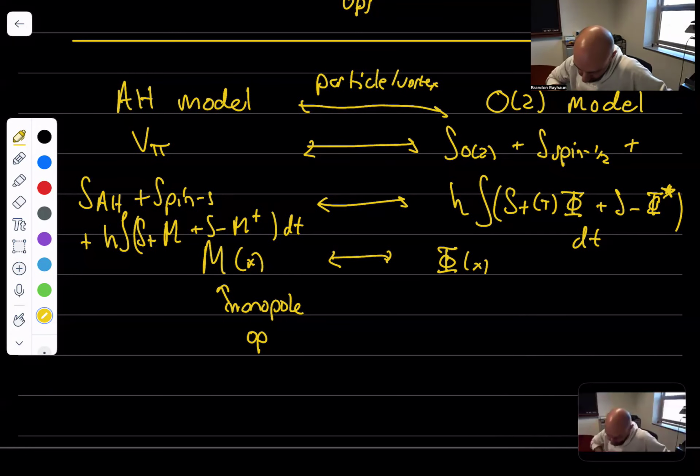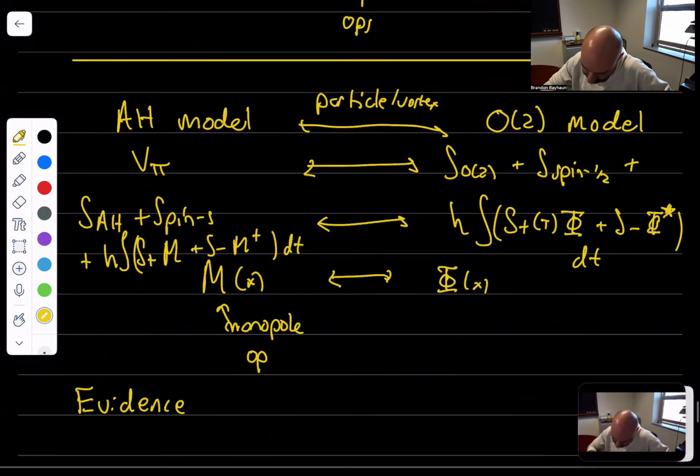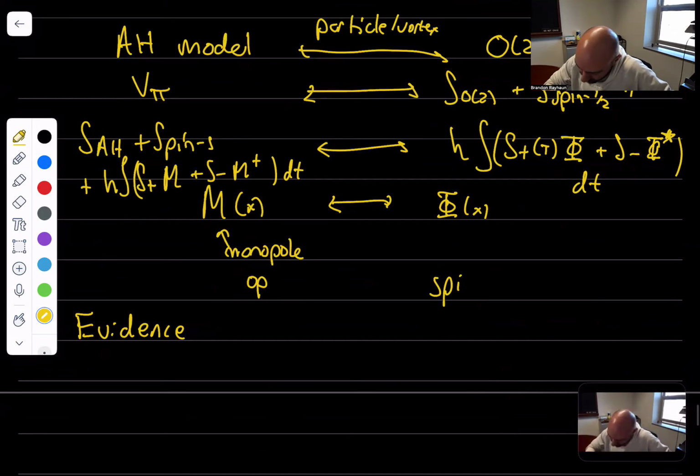Since I'm going way over time, let me quickly sketch what the evidence is for this conjecture. This conjecture we call spin flux duality.